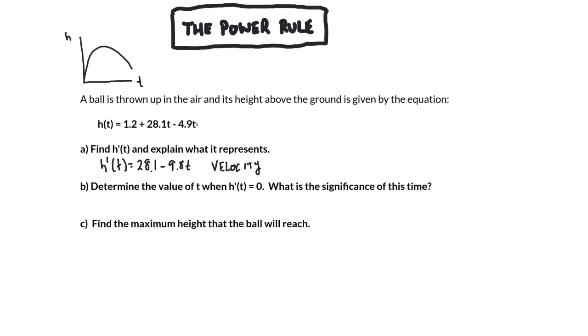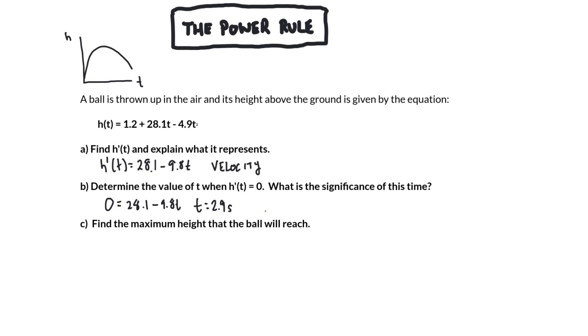In part B, we're asked to determine the value of t when the derivative is equal to 0. That's as simple as setting h prime of t equal to 0, solving for time. When you do that, you'll find that the time is about 2.9 seconds. The significance of this time is really, really important. If the derivative is equal to 0, that means the velocity is equal to 0.